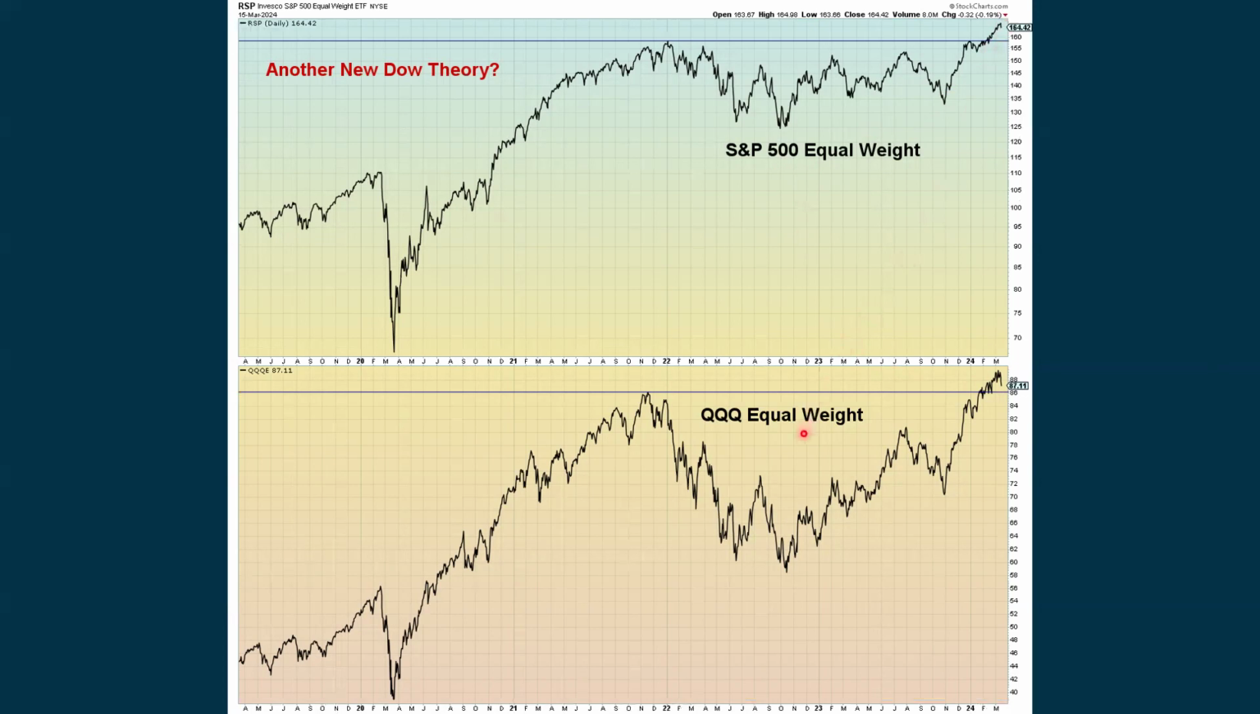And then we just look at the QQQ's equal weight. So all 100 stocks are treated the same. This is under some pressure right now, but it is coming off of setting recent all-time highs.